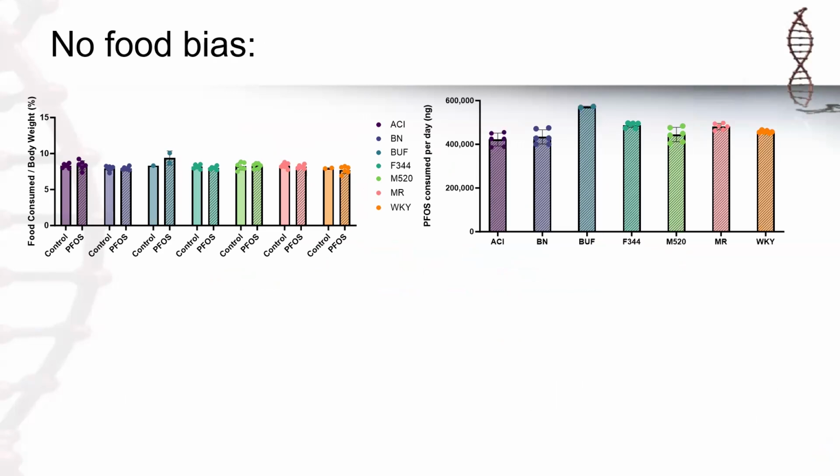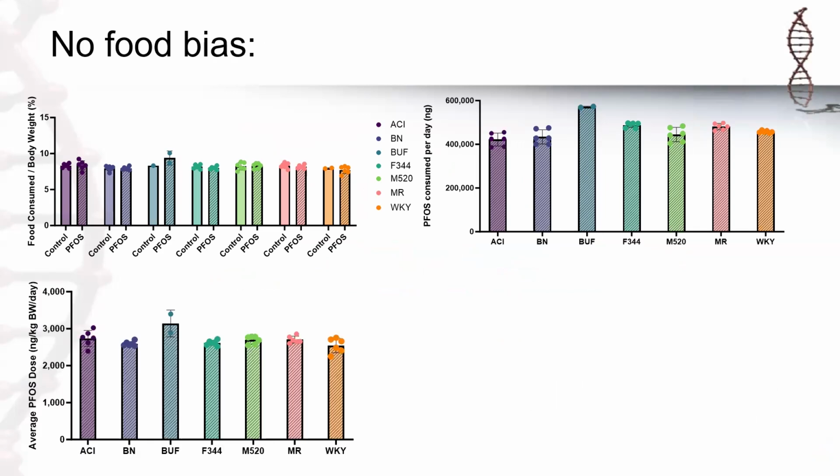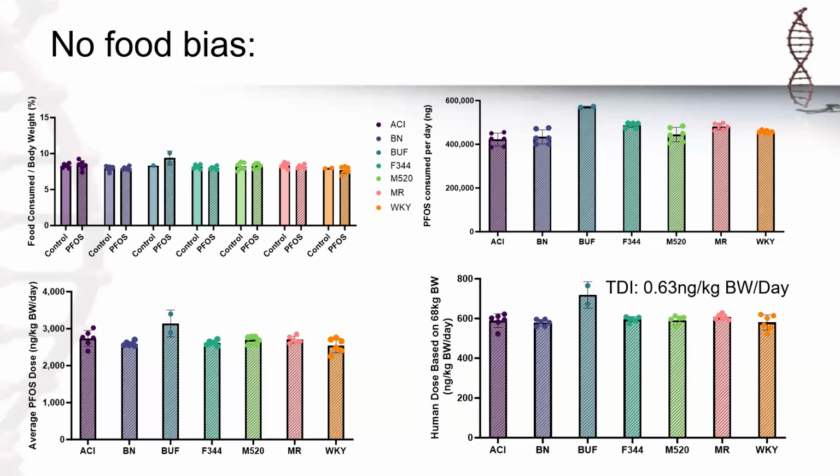Exposed rats ate between 400 to 600,000 nanograms of PFAS per day, and their average PFAS dose was between 2,500 and 3,000 nanograms per kilogram body weight per day. Using the animal to human dosimetric adjustment factor equation, this PFAS dose equates to about 600 nanograms per kilogram body weight per day PFAS in a 150-pound human.